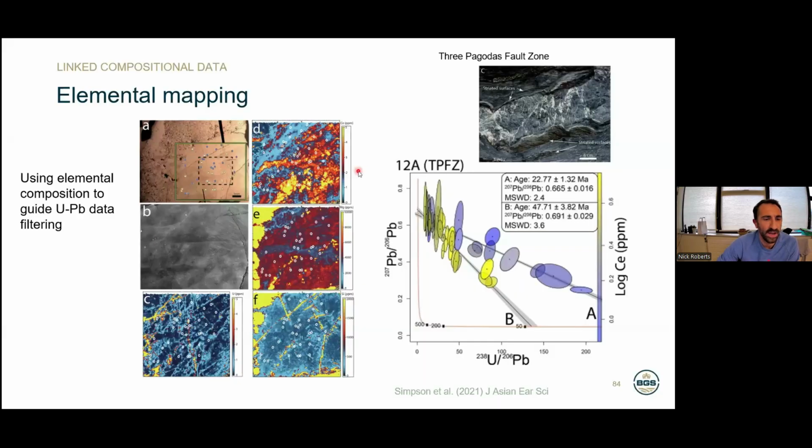Just to give you a few examples of these, here's an example of using elemental data to filter our data. This is a vein, a full fracture sample, and we can see these elemental maps show high and low areas. This is the cerium on the top right, and this is perhaps some primary zonation, and the minerals disturbed by some secondary events. If we take our data on the sample, these data points are color coded by their cerium content. So if we split them based on the cerium content, we can draw two lines here and interpret two ages.